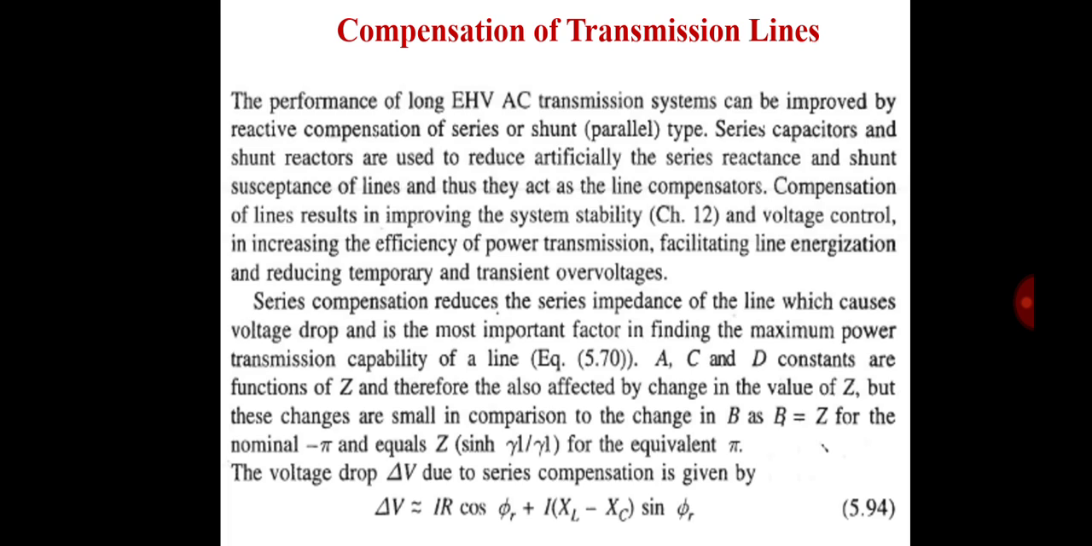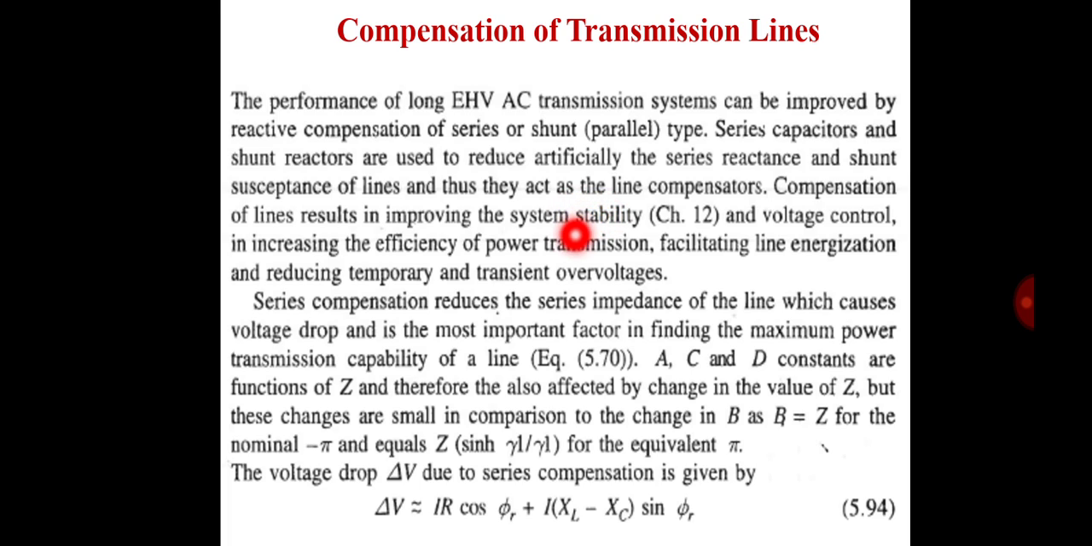Okay, now compensation of transmission line. The performance of long extra high voltage AC transmission system can be improved by reactive compensation of series or shunt type. Series capacitor and shunt reactors are used to reduce artificially the series reactance and shunt susceptance of the line, and thus they act as the line compensators.